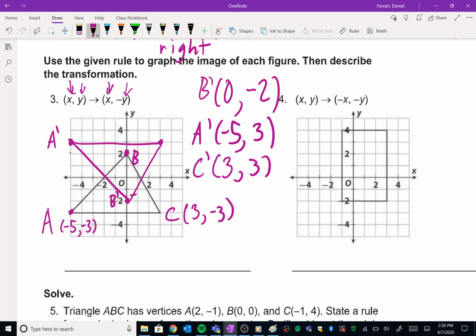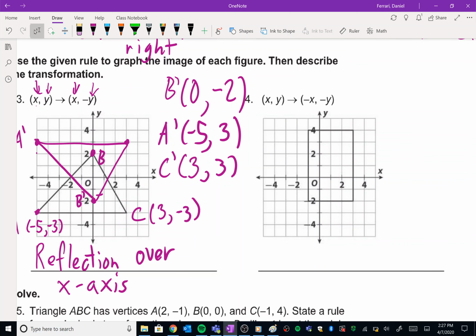If you remember, what do we call a flip over the x-axis? That is a reflection. And remember, when you say reflection, you need to say over what line you're flipping it over. So this is going to be reflection over the x-axis. We've got one more to do here on this section.